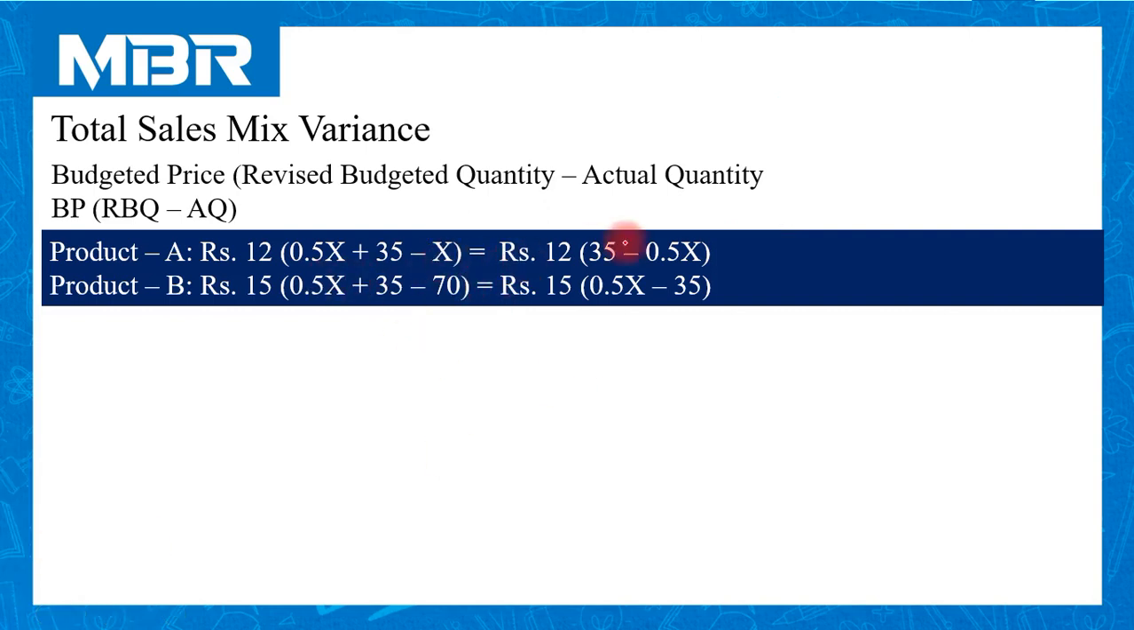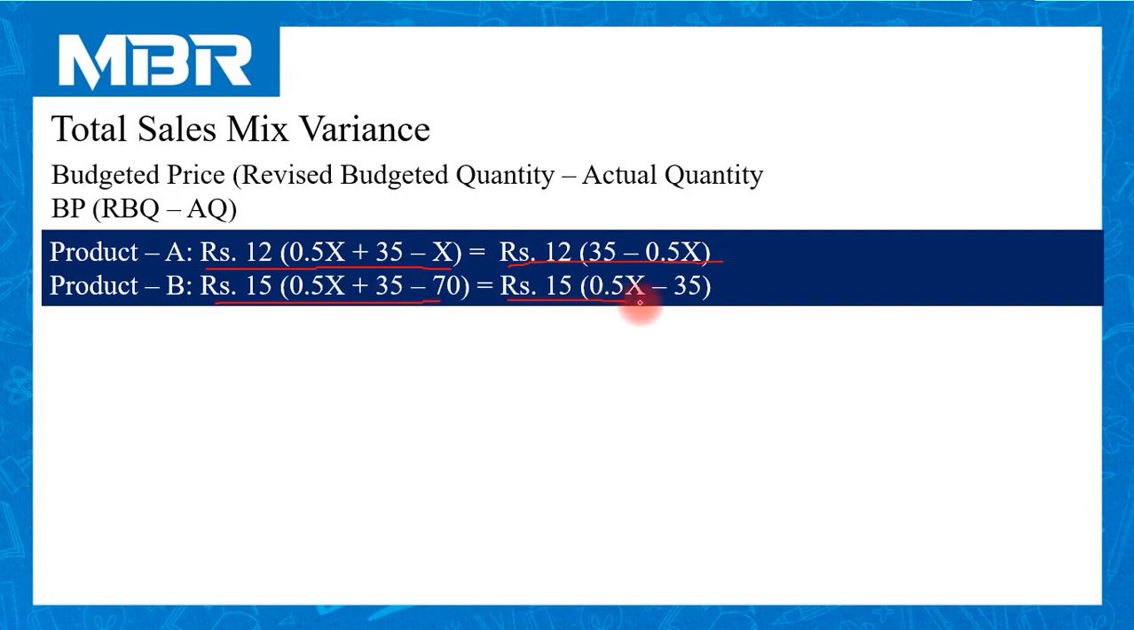Rupees 12, 35 minus 0.5x. It is nothing more than a simplification of this formula. 12 into bracket 0.5x plus 35 minus x. So plus 35, 0.5x minus x is equal to minus 0.5x. In case of product B, 15 into bracket 0.5x plus 35 minus 70.